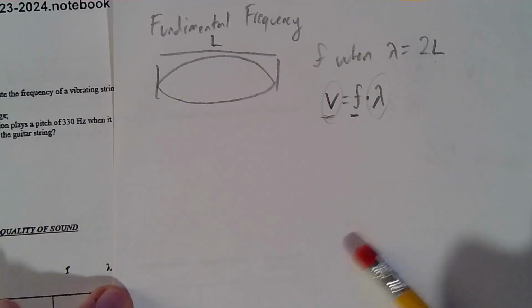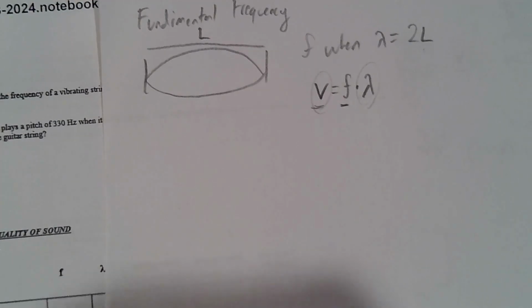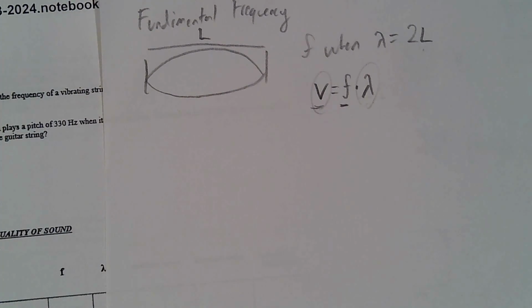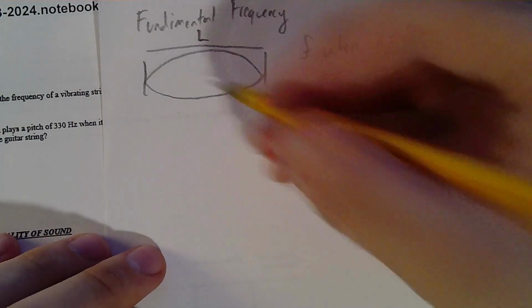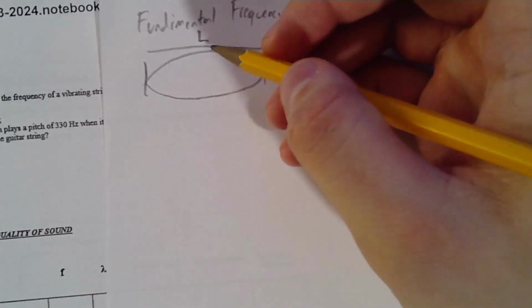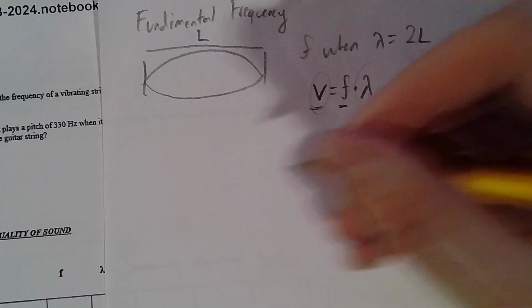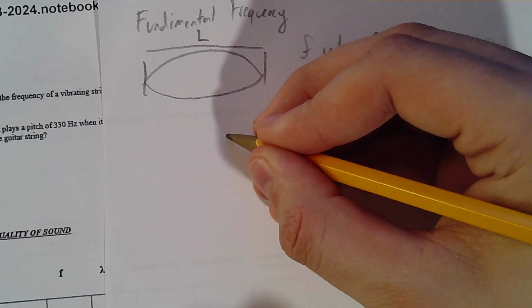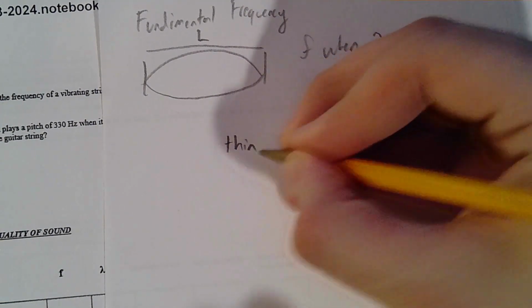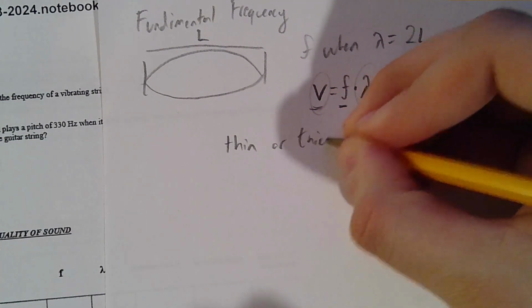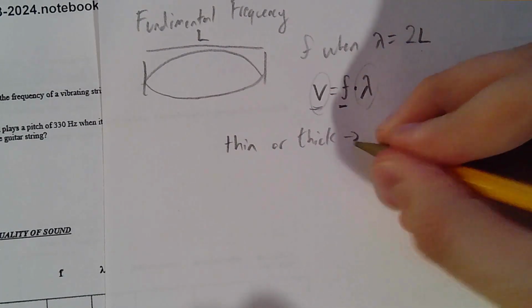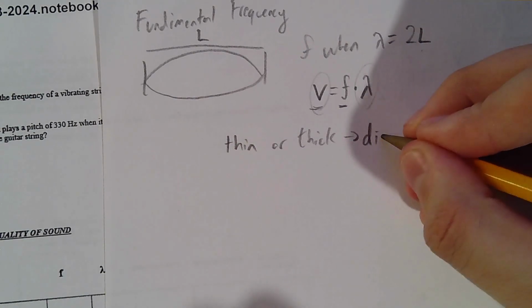So when we're doing this, you're going to want to figure out a way to change the velocity. Let's recall, velocity is controlled solely by the medium the wave is traveling through. Whatever this string is, that string must control that velocity. How can we control the string? Well, we can change the thickness of the string. It can be thin or thick. This would be by changing the diameter of the string.